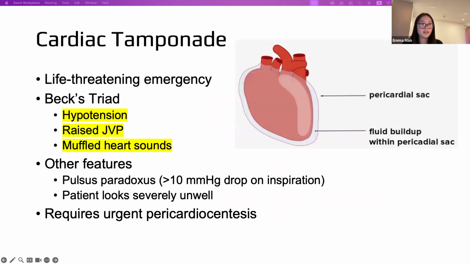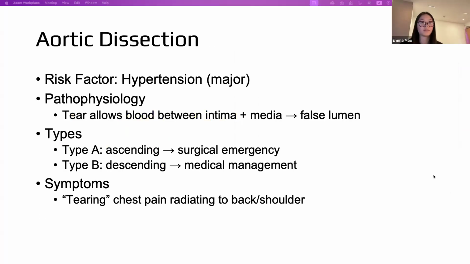We have cardiac tamponade. Okay, so it's a life-threatening emergency. The Beck's triad, so hypertension, raised JVP, and muffled heart sounds. Those are the three key symptoms of cardiac tamponade. And then other features include pulsus paradoxus, an over 10 millimeter mercury drop on inspiration, and then the patient looks very unwell as well. And that also needs relieving of the pressure.